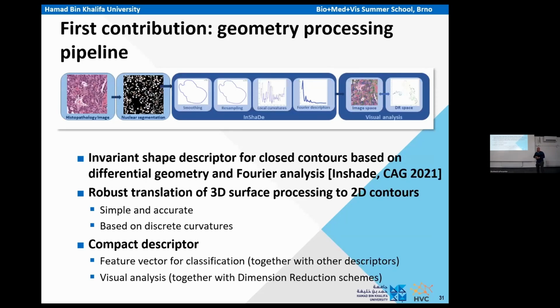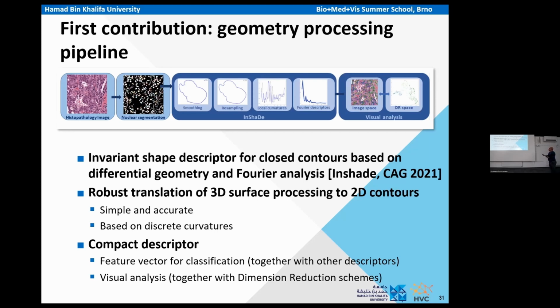And finally, I will mention briefly our contributions of the last few years. One is a geometric framework for performing analysis of nuclei, which uses automatic segmentation to extract the various nuclei and creates a robust descriptor based on discrete differential geometry. So it's based on the analysis of curvatures, and it can be integrated in classification models together with other descriptors, or used for performing morphology analysis together with dimension reduction schemes.